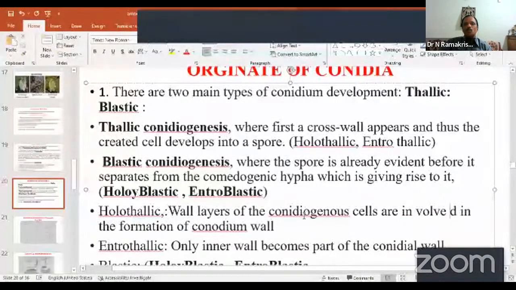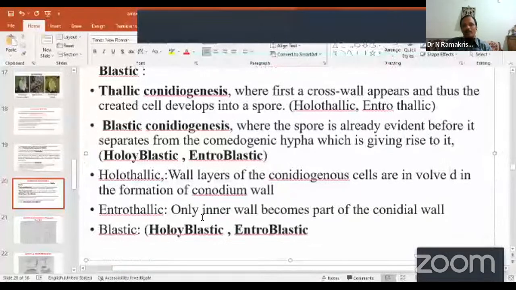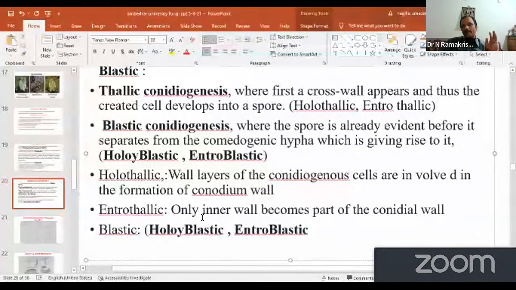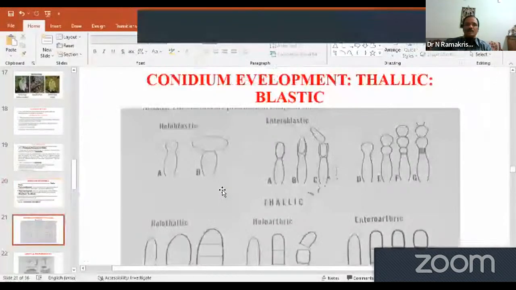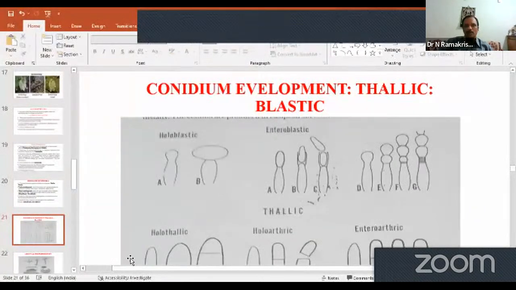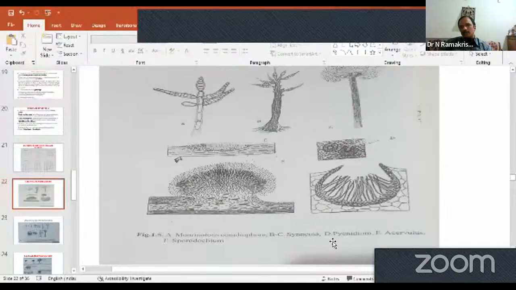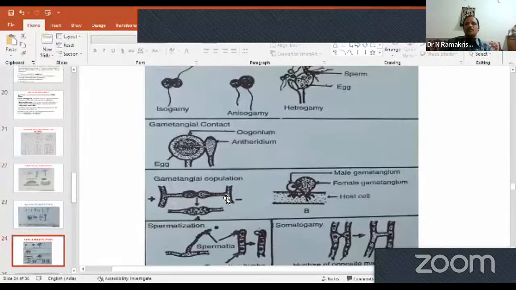Second one, enterothallic: only the inner layers of the conidial wall are involved. And the next one is blastic: holoblastic, and the next one is enteroblastic. Now you see here I am showing some examples of holoblastic and enteroblastic. All the asexual reproductive structures: synnemata, pycnidium, acervulus, and sporodochium.